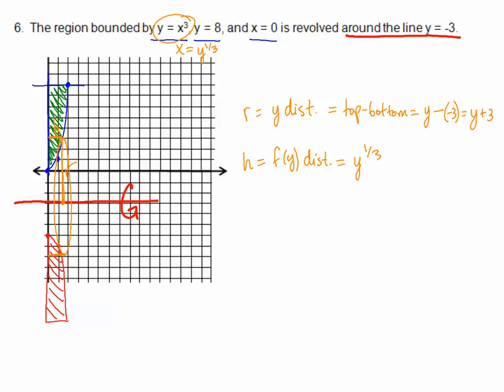So the function is y to the 1/3. Let's go ahead and plug that into our integral. Volume is 2 pi integral of our radius, y plus 3, times our height, y to the 1/3, dy. Where are our limits? We want these to be what y equals in our shaded region, 0 to 8. And there we've got it.